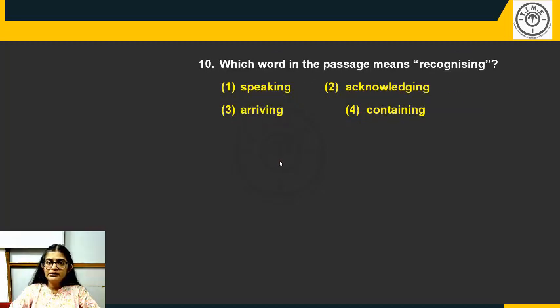Which word in the passage means recognizing? If you don't know the meaning of the word, you can go and look in the passage to understand the context. But this is a very common word. All of you know this word, recognizing. Let us look at the options. Speaking, recognizing means speaking? No. Acknowledging. Yes, to recognize your weaknesses or to recognize your mistakes is to acknowledge it. That is one meaning of recognizing. Arriving? No. Containing? No. So the right answer is acknowledging.